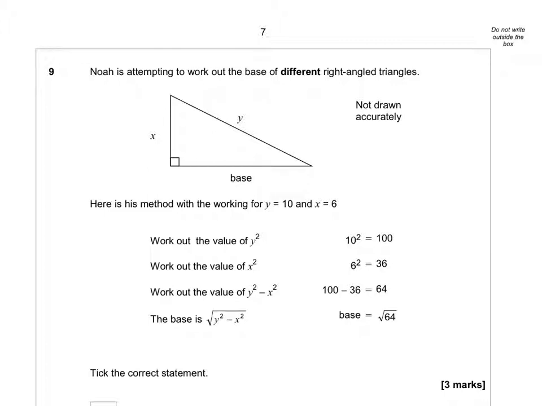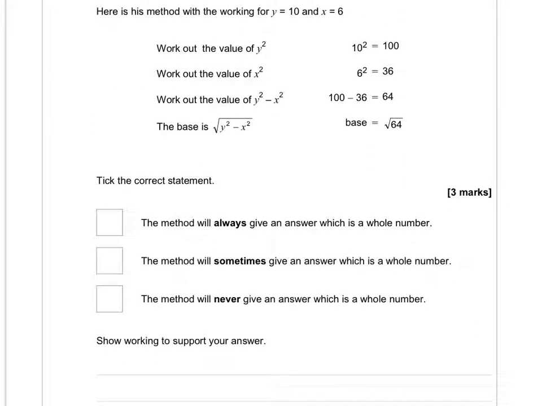Question 9 gives us a method by Noah for working out the base of a right-angled triangle. He's using Pythagoras' theorem, and he gives us with this example that 10 squared equals 100, 6 squared equals 36, 100 take away 36 is 64, and the base is the square root of 64. It's then asking us to tick the correct statement. So the method will always give an answer that's a whole number, sometimes give an answer that's a whole number, or the method will never give us an answer which is a whole number.